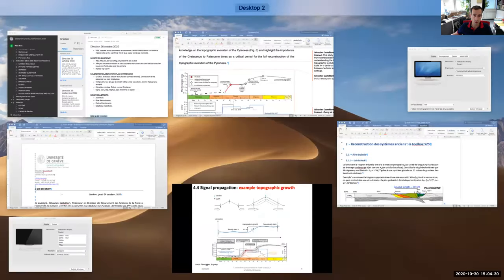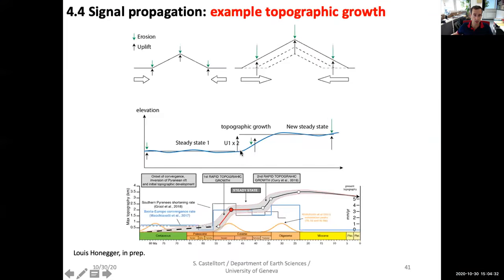But you see that we are in a situation quite similar to this, that the change in convergence rate is also very strong, very sharp, but the topographic response is smoothed. And it takes several million years, we don't know exactly how much, but 2, 5, 7, for the mountain range to reach steady state and to be in equilibrium with the new conditions of convergence rate. So it's quite an important data to know that this mountain responded to tectonic changes on a timescale of several million years.